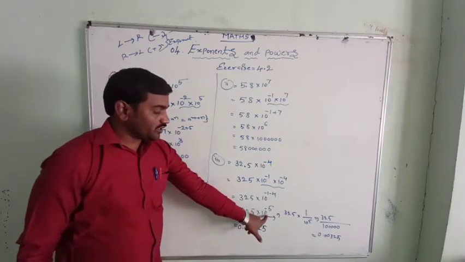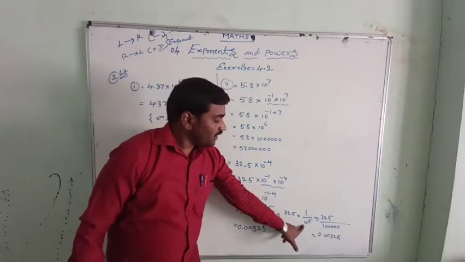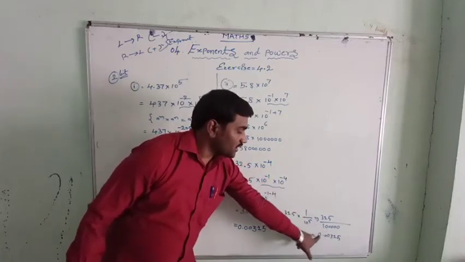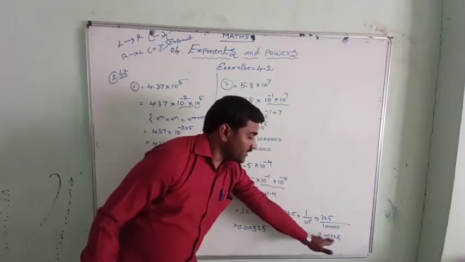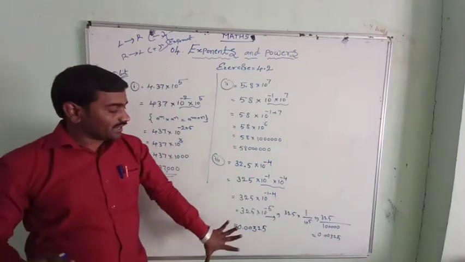So this negative exponent you change into a positive one when you write it in the denominator. From there you change it in the form of tens. Then count the number of zeros here. As many zeros are here, count as many decimal places in the numerator part and write the zeros. That you can do.